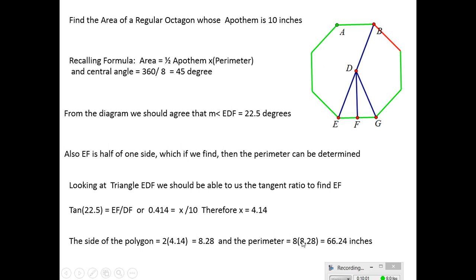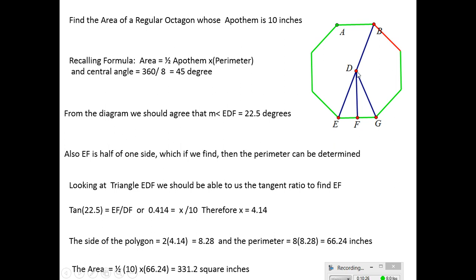The perimeter would therefore be 8 of those sides, which would be 66.24. Going to the area formula for regular polygons, half the apothem times the perimeter. Here it is, 1/2 times 10 times 66.24. 331.2 is the area of this regular polygon.